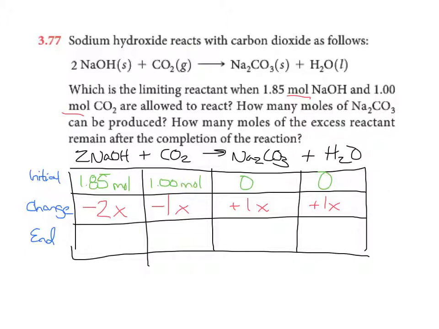Depending on how you want to do this, I like to set up a little algebraic thing for me. I know that at the end, I'm going to have none of this NaOH left over. I didn't have enough of it. It's my limiting reactant. So I know that essentially 1.85 moles minus 2x equals 0. I can solve that out and figure out that x equals 0.925 moles. So I can plug in my x for this table here, and now I know that I started with 1 mole of CO2. I consumed 1 times 0.925. So what's 1 minus 0.925?